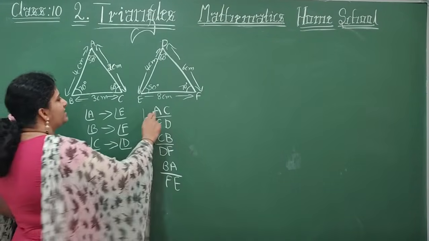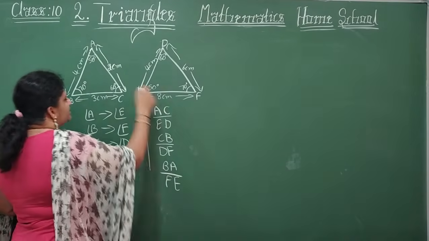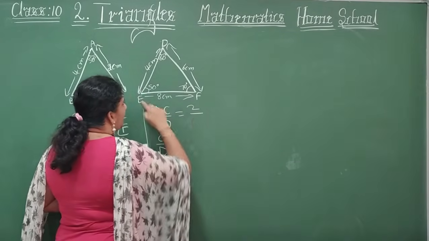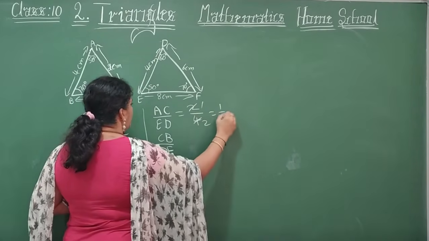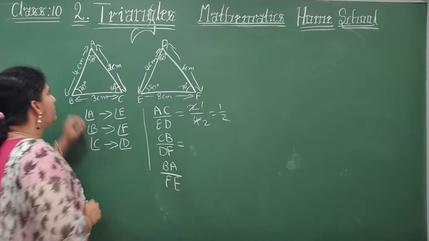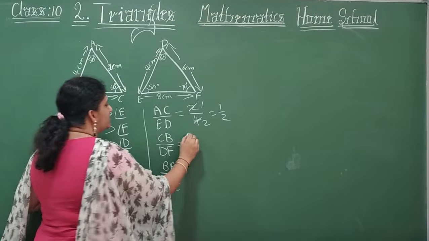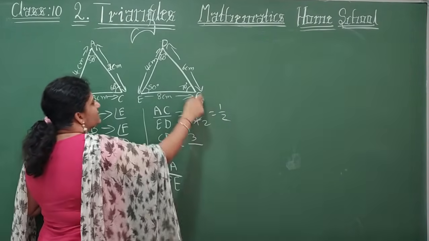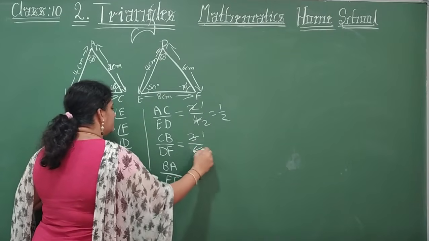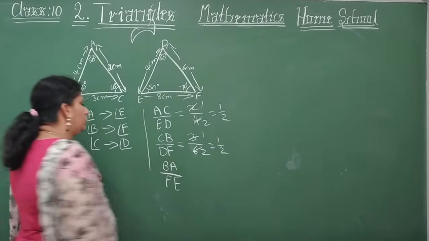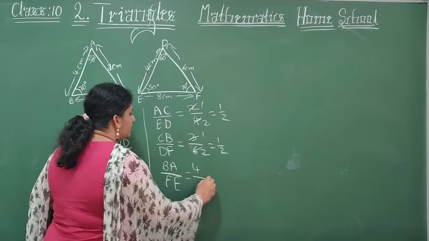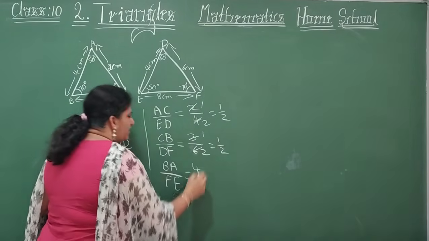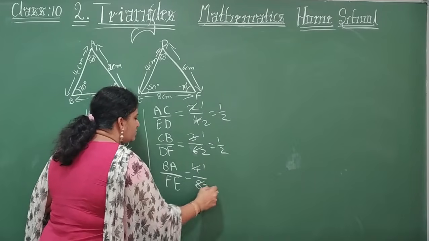check now. AC, how much children here? AC is 2, ED is 4, that makes 1 by 2. Then what is CB here? 3 centimeters. DF is how much? 6 centimeters, that makes 1 by 2. BA is how much? 4 centimeter, and FE is 8, that is 1 by 2.